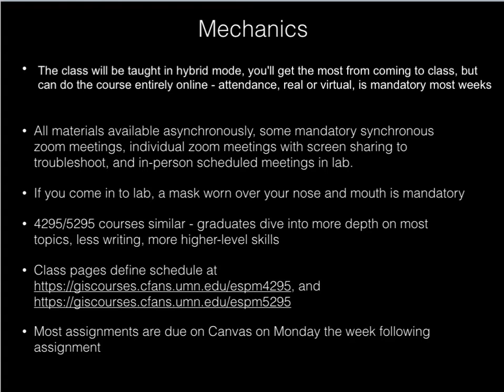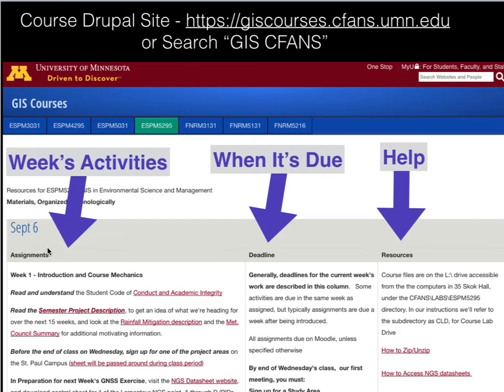The class pages are defined as shown here, the course URLs, and most assignments are due on Canvas on Monday, a week or two following assignment, but those are listed in the Drupal pages. The Drupal pages are organized by week in rows, and then by columns: the assignments on the left with a description or link to an assignment, deadlines in the middle, and then resources that help you do these assignments. So we'll offer videos or documents or links to pages.